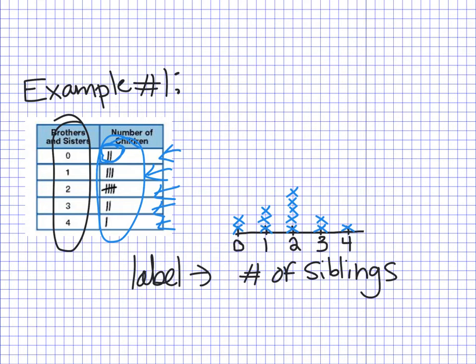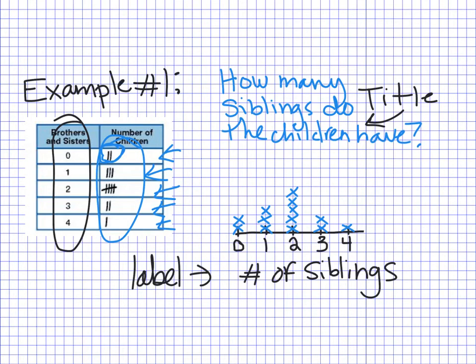Now, a couple things I want you to notice is that I was trying to be really careful about making each of my X's fill up 1 box there. You can kind of see how each X fills up a box. That's so that my X's are a consistent height and that it's easy to read my graph. Last thing I need to do is give my graph a title. And so I will call it by the question that you might have asked. How many siblings do the children have?